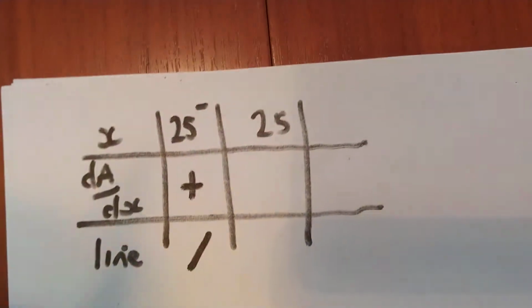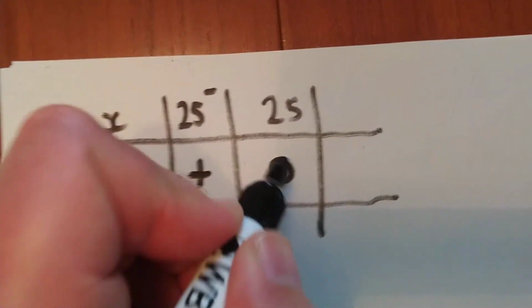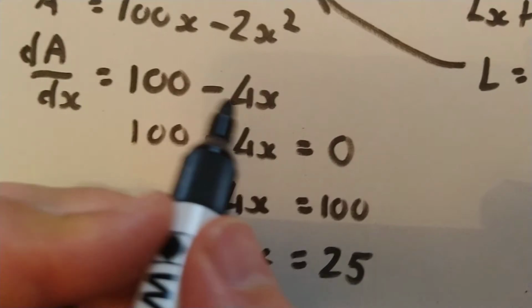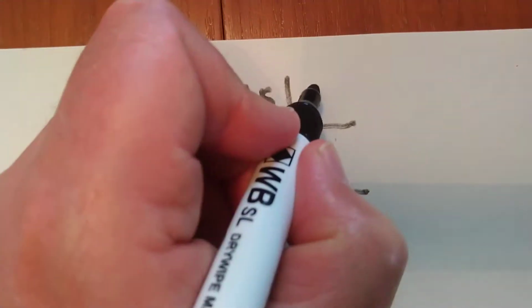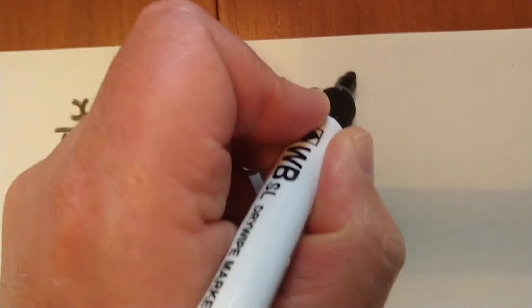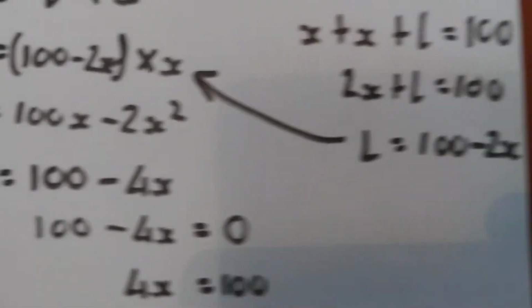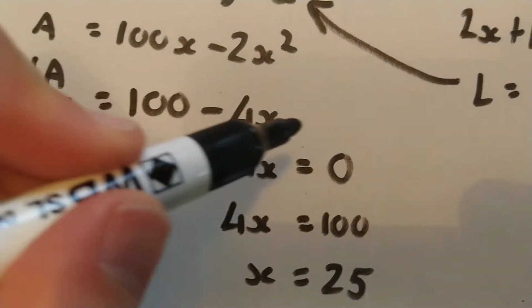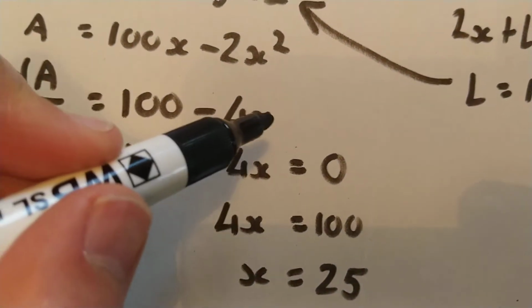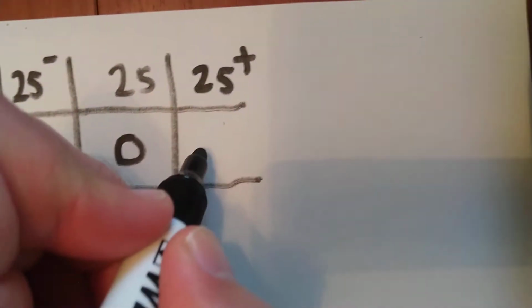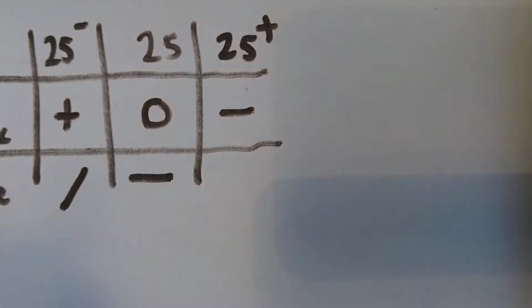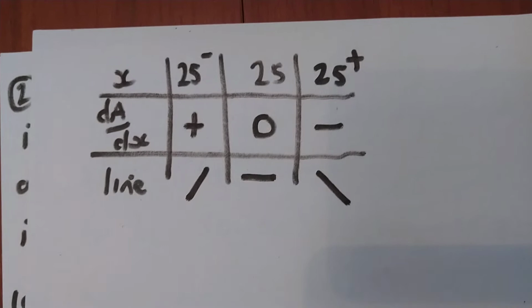We've already said that if x is 25, gives me a gradient of 0. I'll double check. 100 take away 4 25s, absolutely. So this is here. And pick a number more than 25. So I'll probably just pick 30. 100 minus 4 30s, that's 120, so that's negative 20, a negative answer. And so I get a negative thing for my table here. And so this is a maximum turning point.